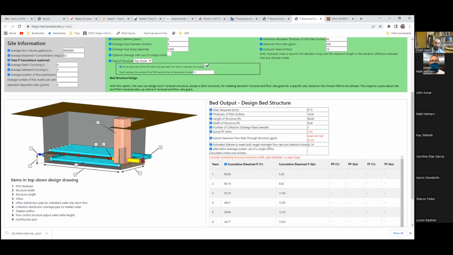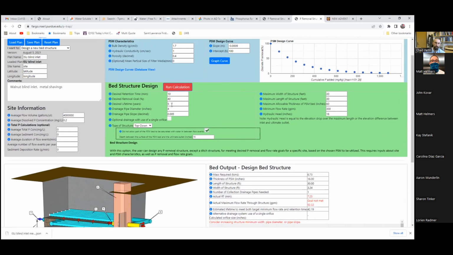Estimated lifetime to meet both the target minimum flow rate and the retention time. It says, hey, increase your lifetime to at least 42.19 years, and you'll probably make it. So in other words, they're saying it's mathematically impossible to meet both your flow rate goal and your contact time, retention time, because those are opposed to each other, as you can imagine. But make it bigger, add more pore volume, and you'll make it. So let's go back up and take their suggestion and increase our desired lifetime to 43 years, and run it again.